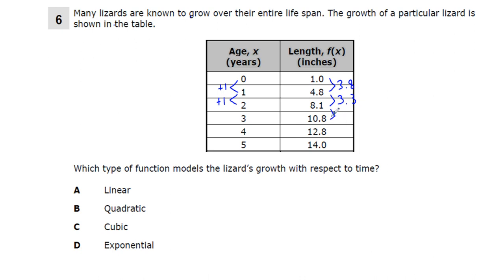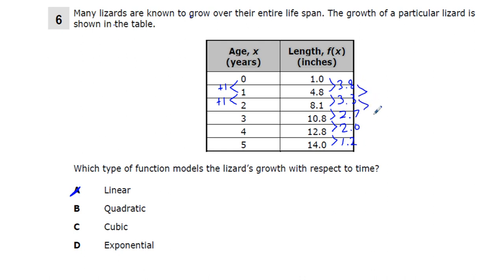And so they're not the same. When we take 10.8 minus 8.1, that's going to be 2.7. Okay, well, you can see we're not linear because we don't have a common first difference. Next we have 12.8 minus 10.8, that's going to be 2.0. And then we have 14.0 minus 12.8, that's going to be 1.2. So these are our first differences.